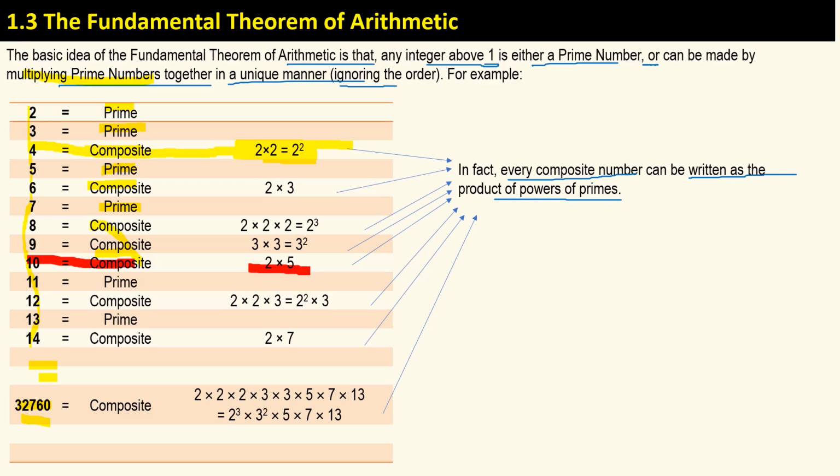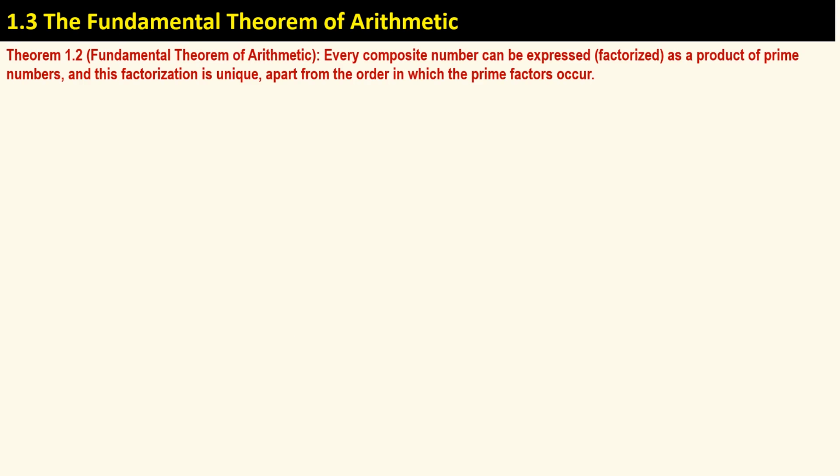So it could be, let's say, another example could be 12, which can be written in the form of 2 raised to power 2 multiplied by 3. So the basic idea is that any composite number can be formed by multiplication of prime numbers, and the prime numbers will be unique to obtain that given composite number.